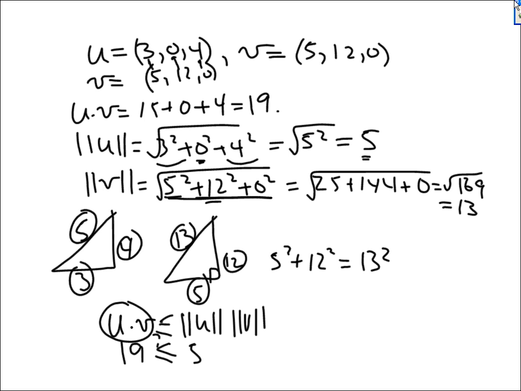But that's what's underneath here. Hitting 0 doesn't do anything. So the square root will just be the square root of 13 squared, which is 13.